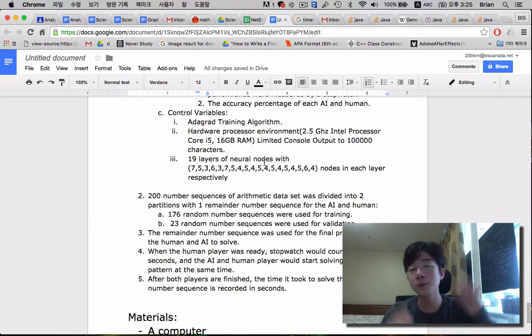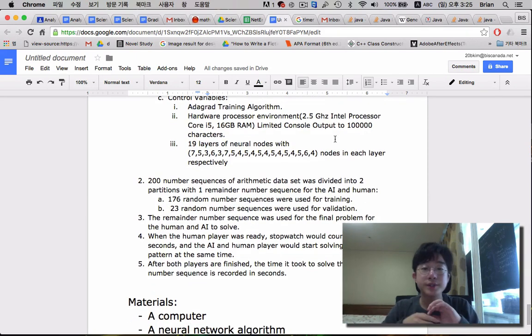And the control variables, the things that never change, will be the AdaGrad training algorithm. The training algorithm will never change. It is the same solid AdaGrad training algorithm. The hardware processor environment is a 2.5 GHz Intel processor core version i5 CPU with a 16 GB RAM. And we're going to limit the console output to a 100,000 character buffer limit.